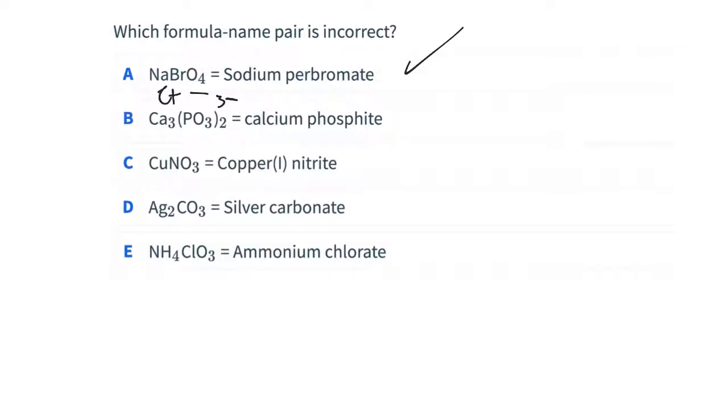So we're checking the formulas and the charges to see that they're all paired together right, along with the endings of the names being properly matched. Nitrite, of course, is NO2 minus, not NO3 minus, so this would be copper 1 nitrate. So C is the incorrect one. Silver plus: this is showing us we don't need the Roman numeral for silver because it's always silver plus, so Ag2CO3. And then ammonium is NH4 plus, chlorate is ClO3 minus, so that would be ammonium chlorate.